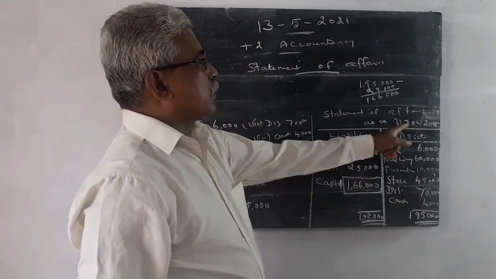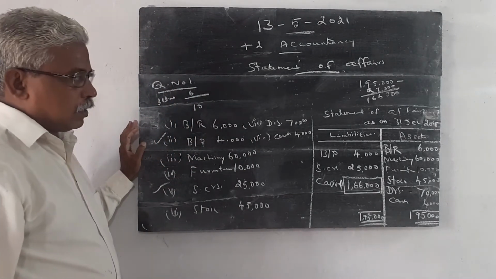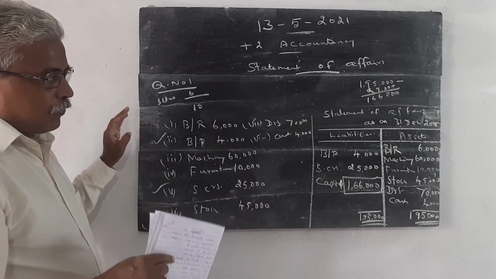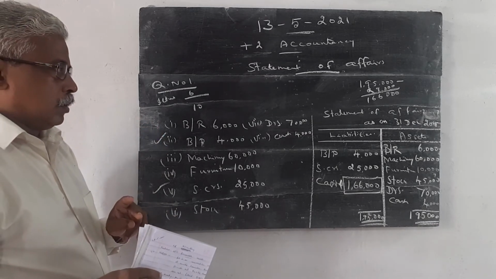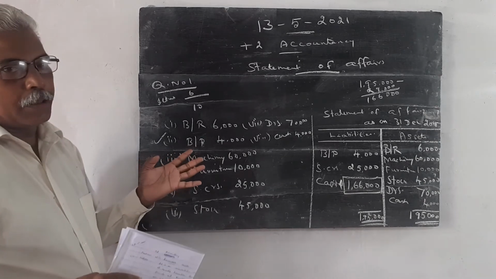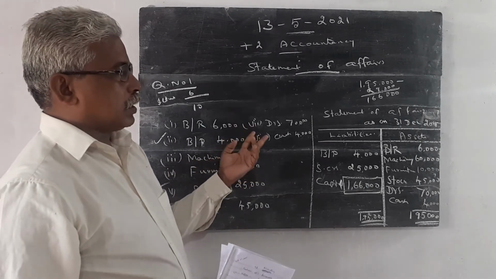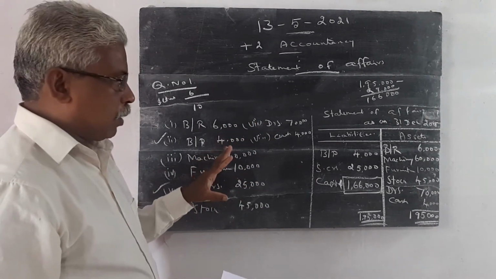Capital as on 31st December 2018. Very simple question. Try to do one more problem. With the help of the statement of affairs, we have two problems. With the help of find out the profit, two problems are given in the textbook. Two illustrations and two problems are on the back side of the textbook. Try to do the remaining problems.